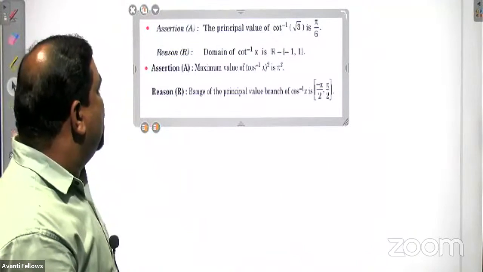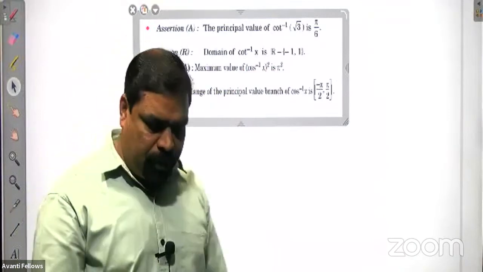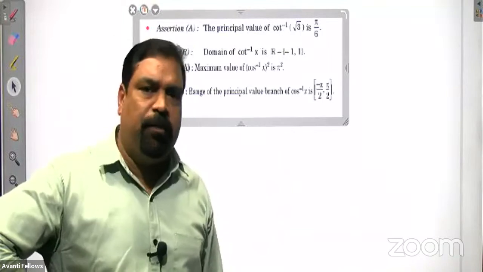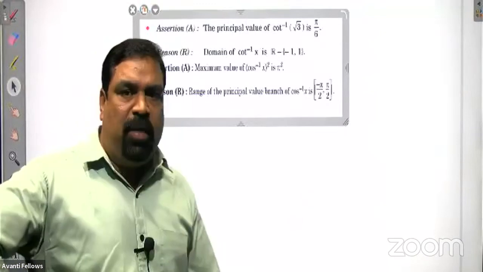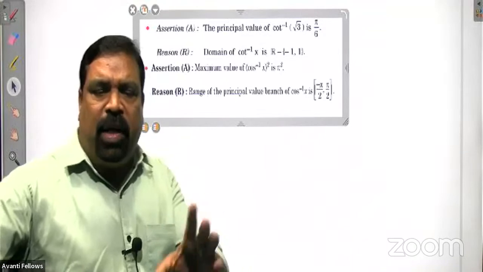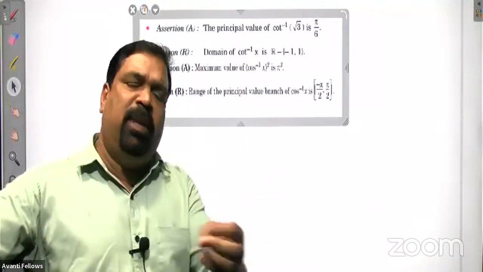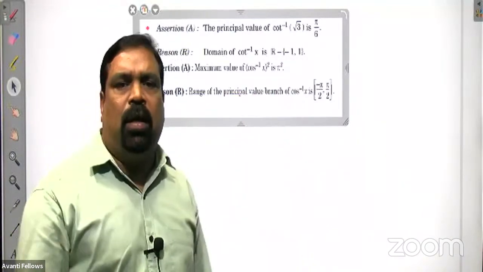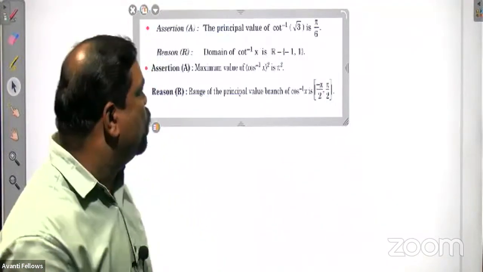Then the next statement. The maximum value of (cos inverse x) whole square is pi square. I think this also can be easily answered. The value of cos inverse x always lies between 0 and pi. So cos inverse x square means definitely the maximum value will be pi square only. The maximum value of cos inverse x is pi, so the maximum value of (cos inverse x) whole square is pi square. So that statement is true.